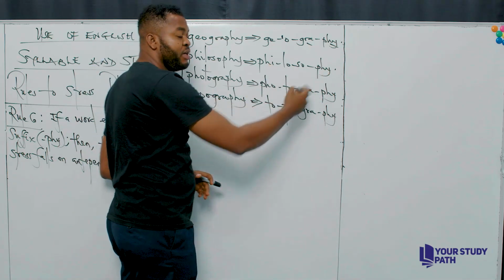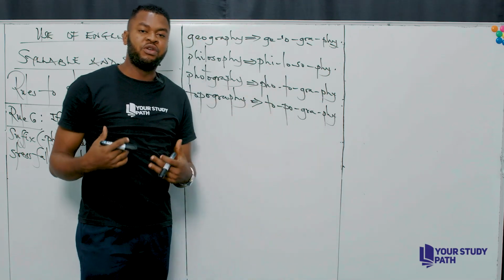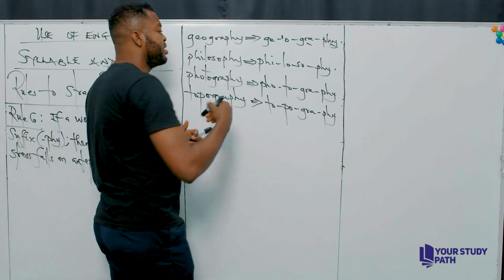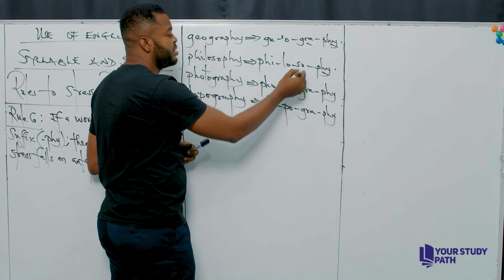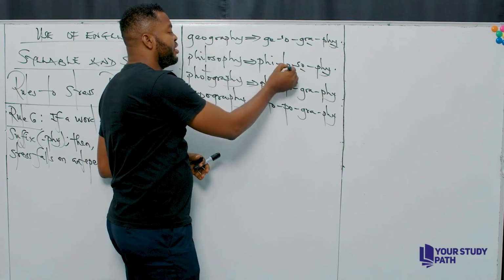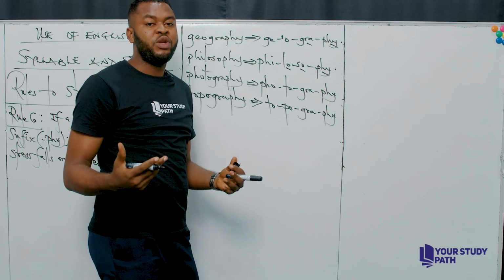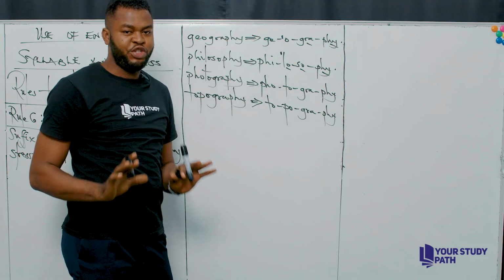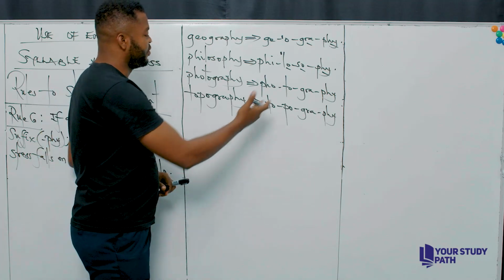You have philosophy. Now, the word ends with a suffix PHY. What are you supposed to do? Place the stress accordingly. Now, this is the last syllable, PHY. This is the second to the last syllable, which is called the penultimate syllable. And here is the third to the last syllable, which is called the antepenultimate syllable. Now you place the stress mark before it. Did you get that? Now let's proceed to the next word.